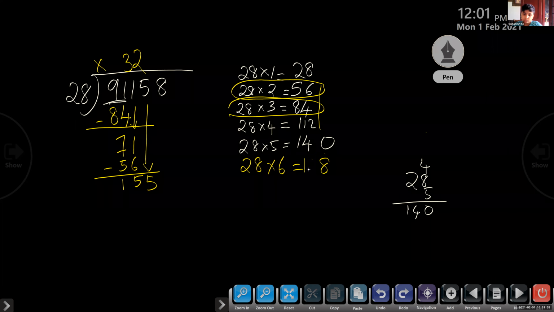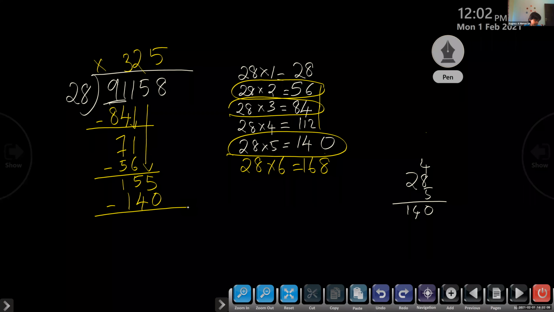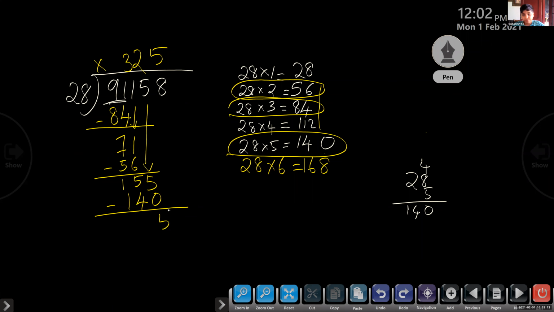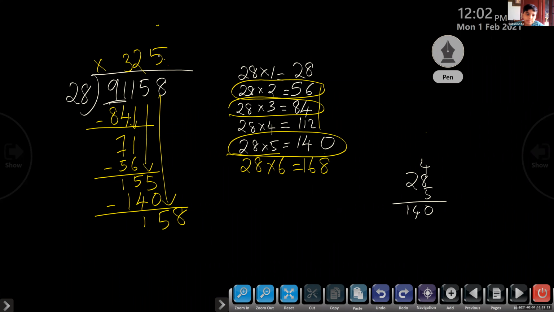28 into 5 is 140. Okay, so 168 we cannot take. So what do you have to do? 28 times 5 is 140. So what's the remainder? 15. So again bring down 8, 158. Again, 28 into 5, 140.